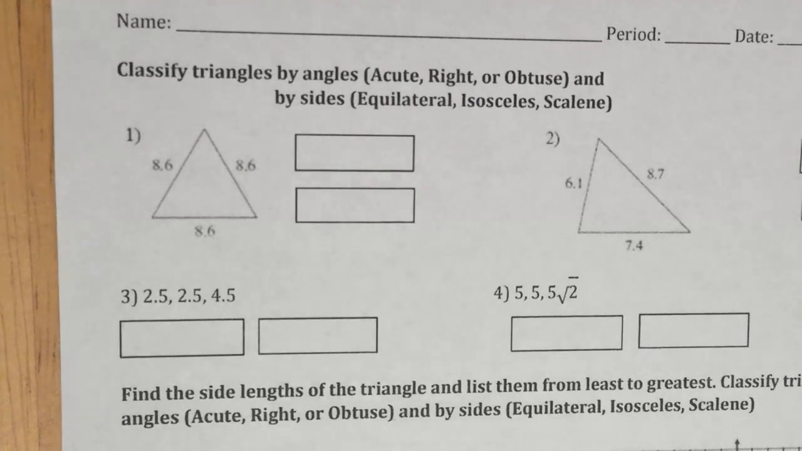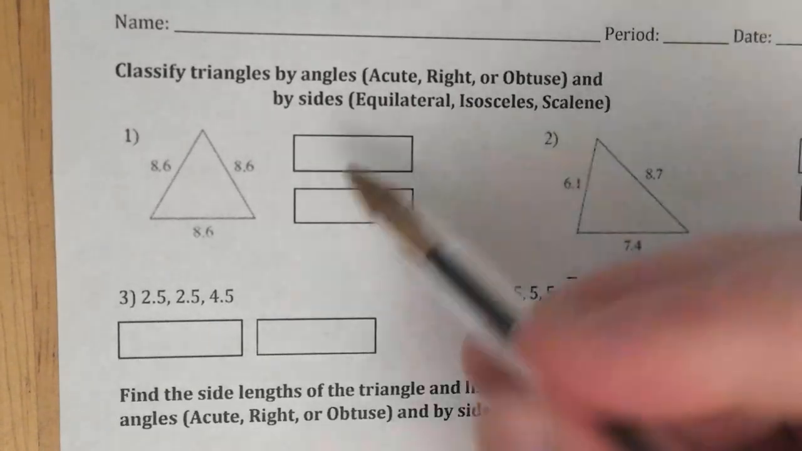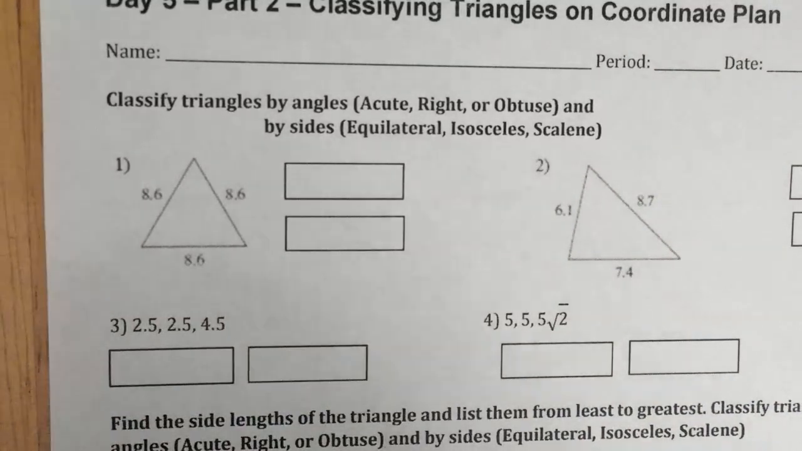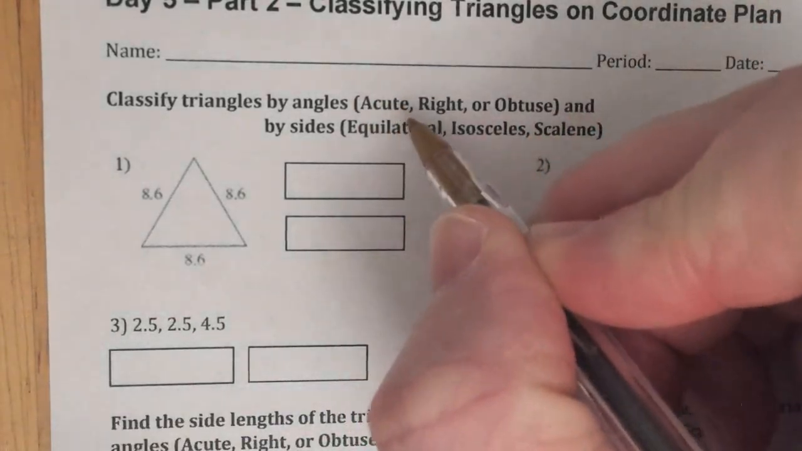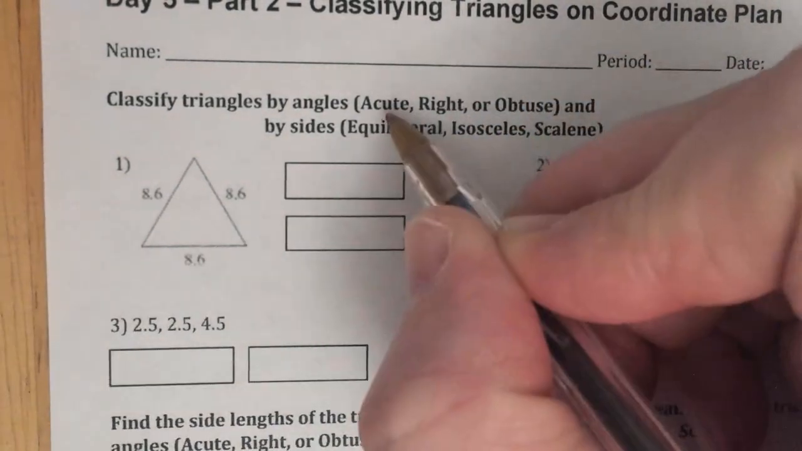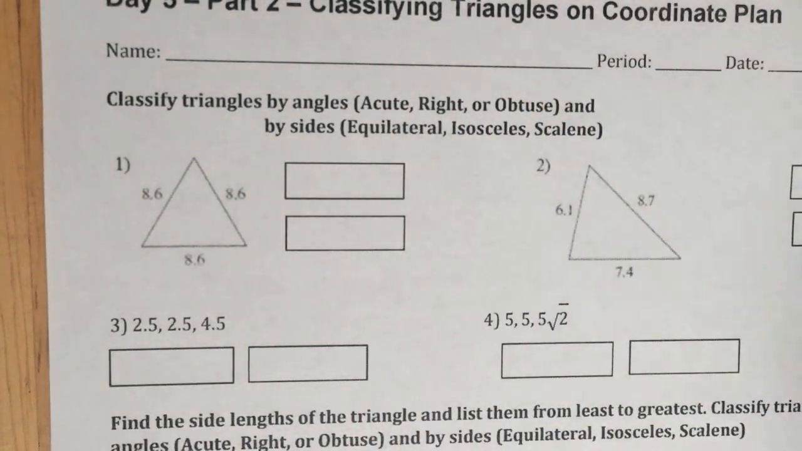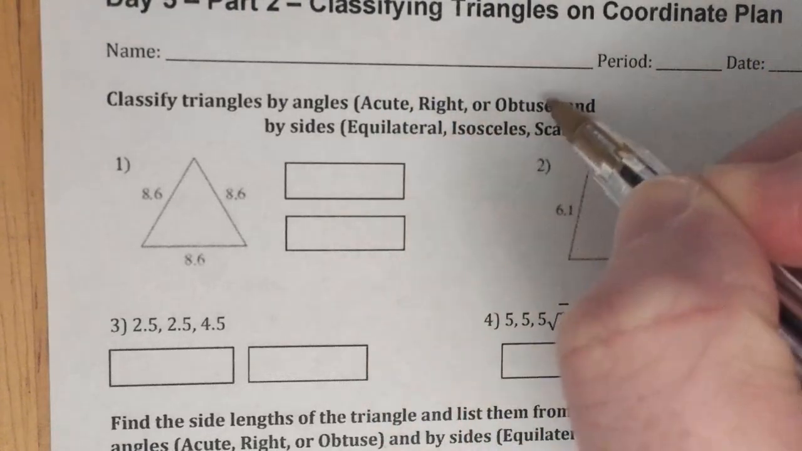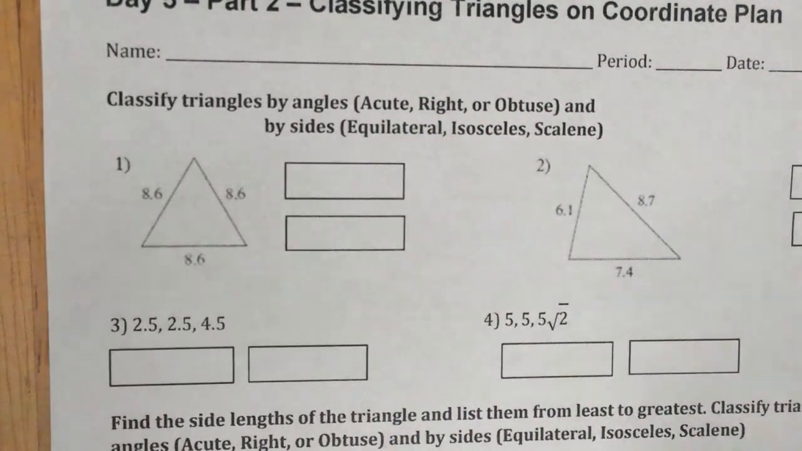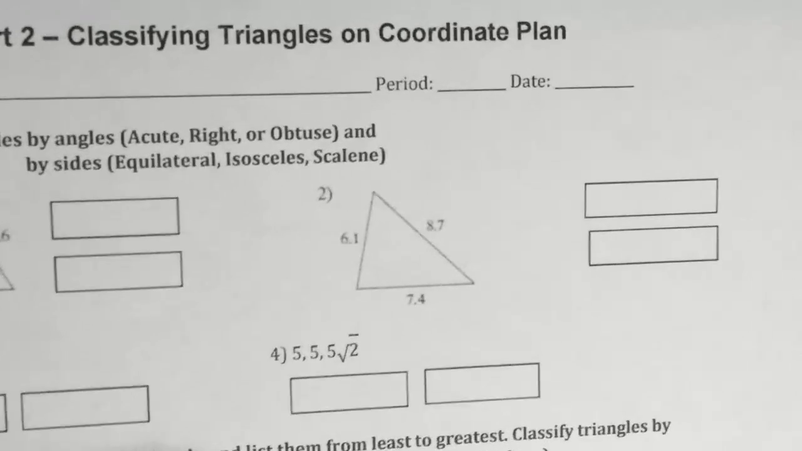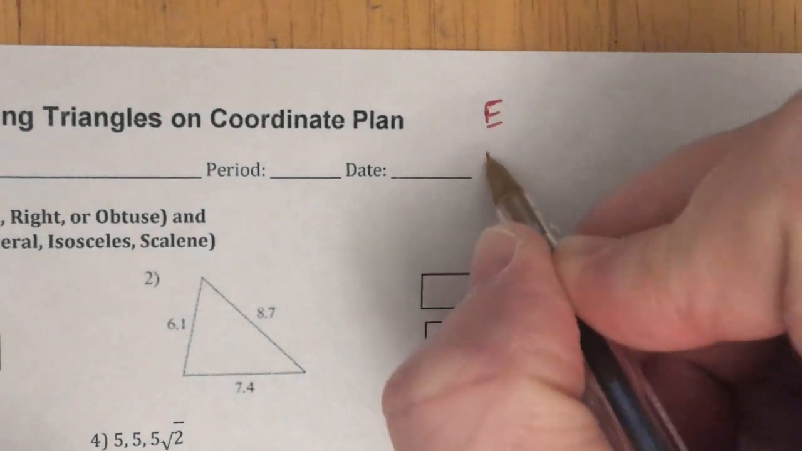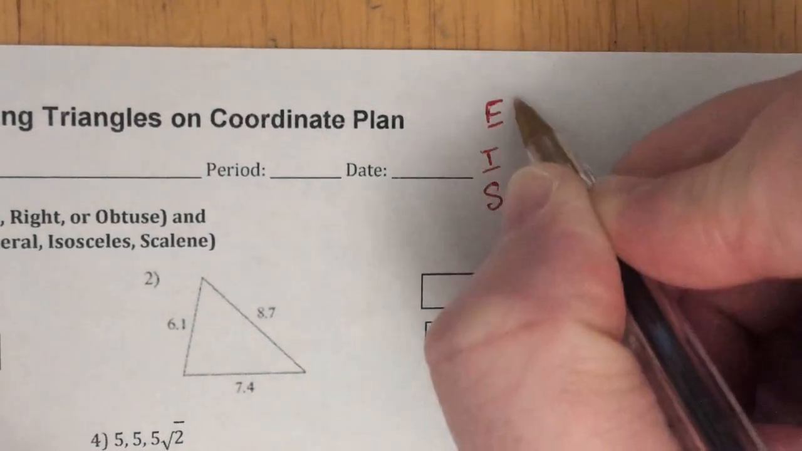So one of the rules is what these mean, right? Well, let's talk about this. Acute means that all the angles are less than 90. This one is one angle is 90 and the other one's obtuse, but we're only given side lengths right now. So how can we do this? Let's talk about this: E for equilateral, I for isosceles, and S for scalene.